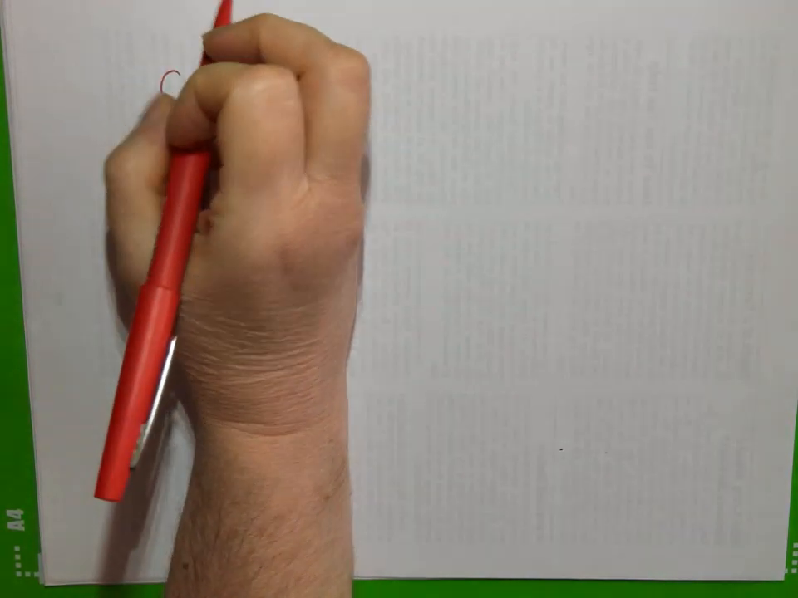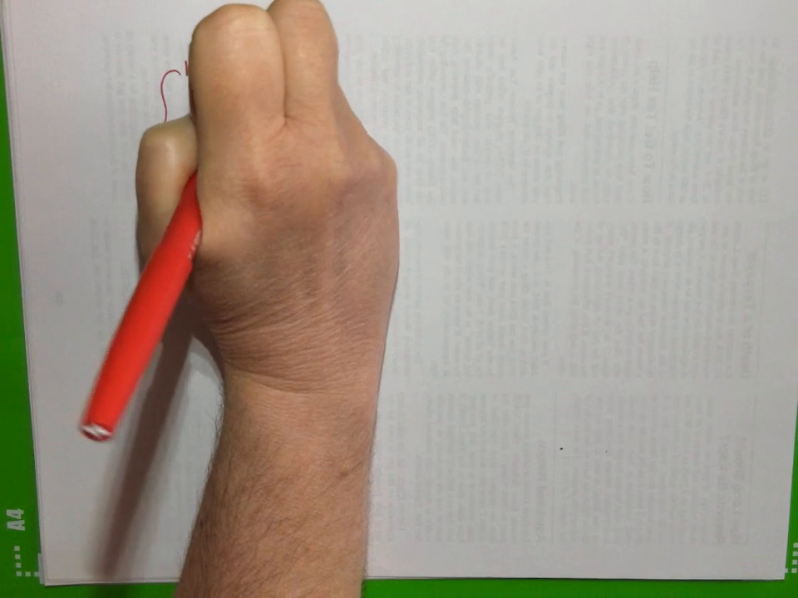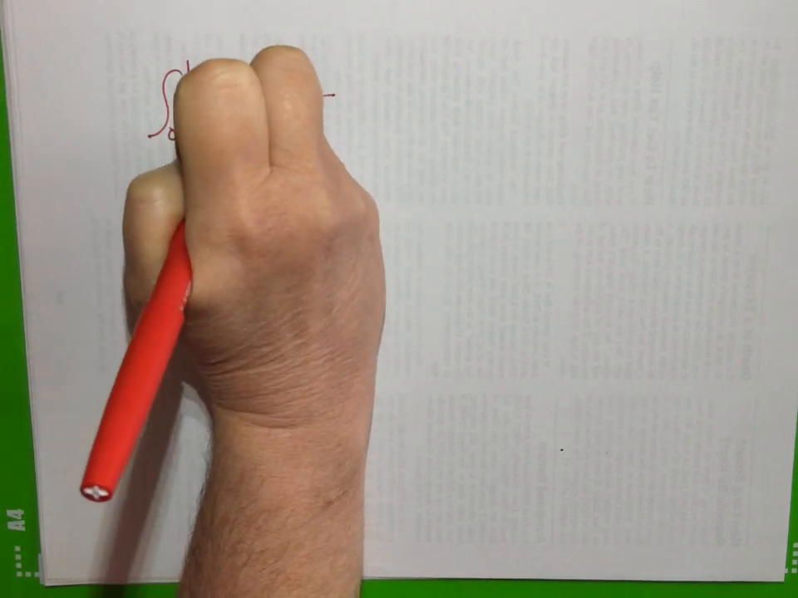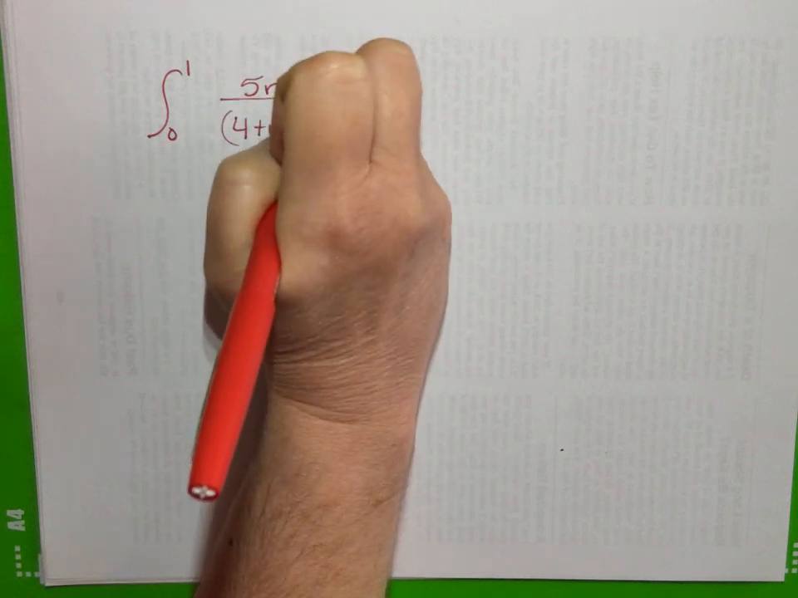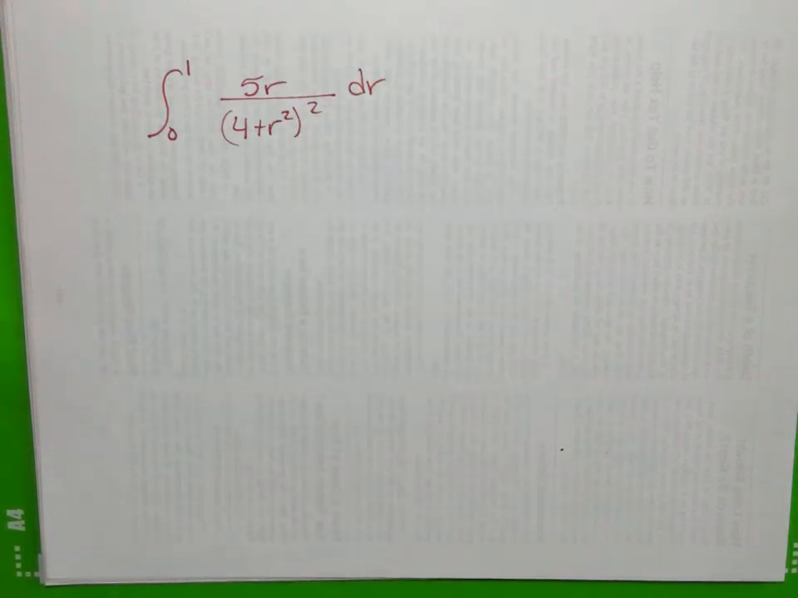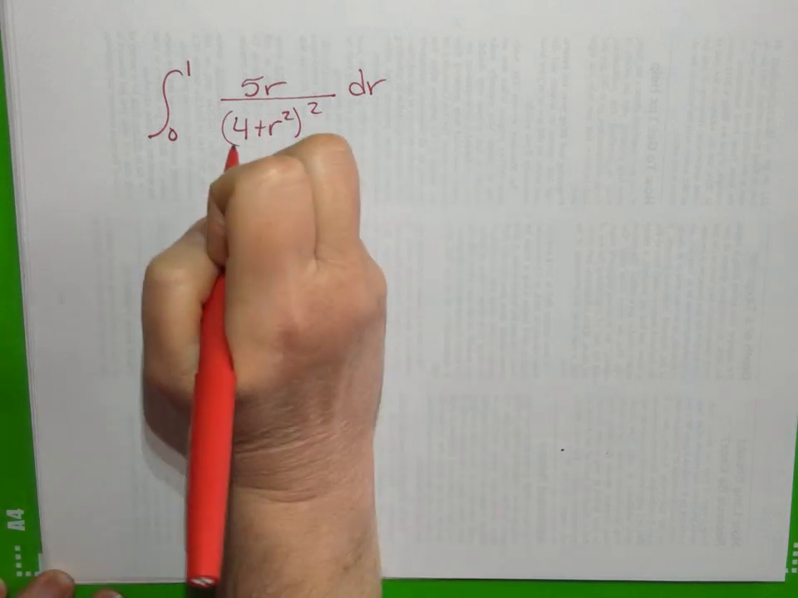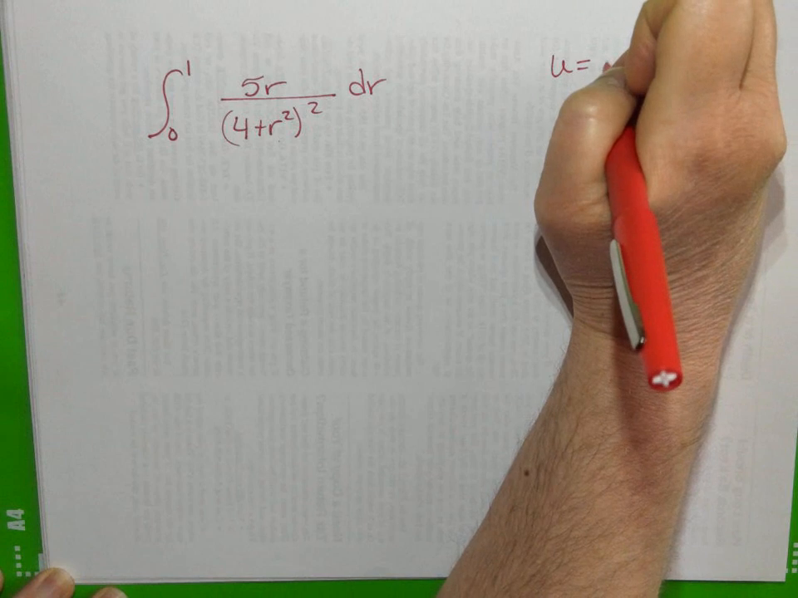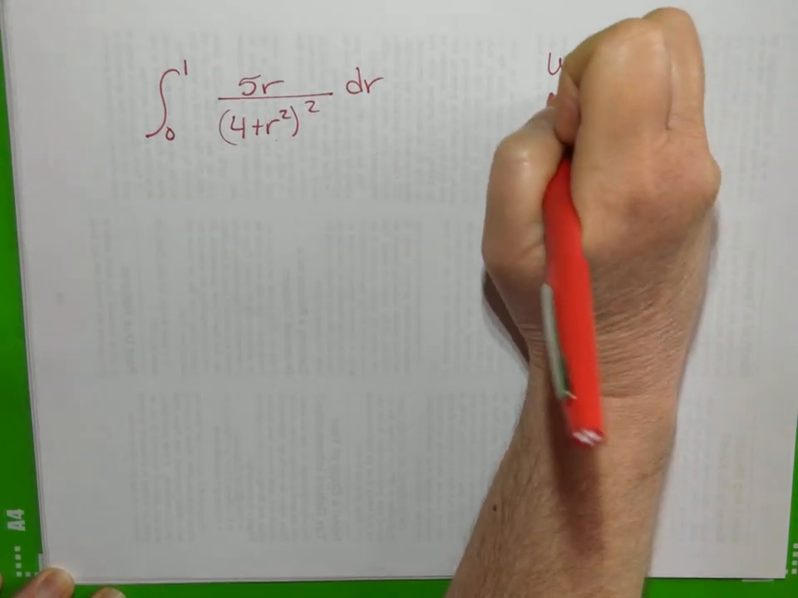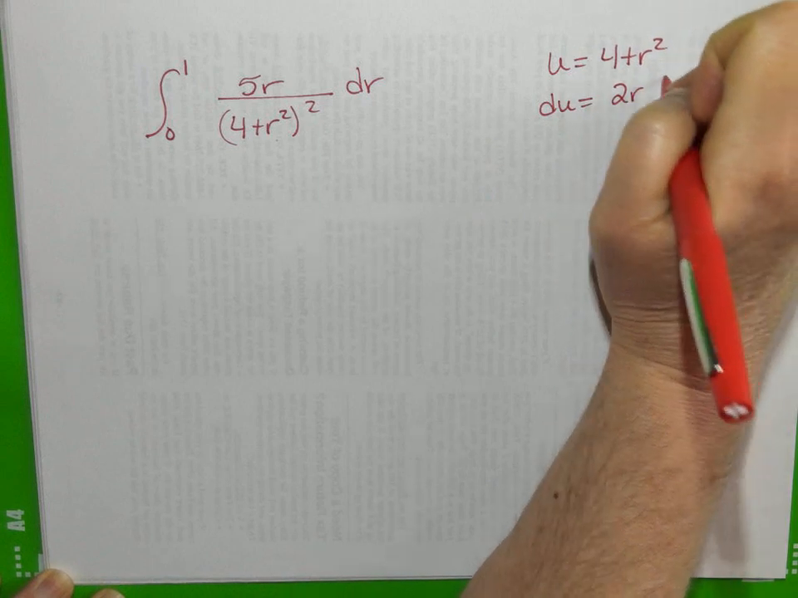Let's try that one. The integral from 0 to 1 of 5r over 4 plus r squared dr. All right, think about that for just a second. Let me give you a chance to write things down. The most inside of things that I have is this, so I'm going to make that my u. So du is going to be 2r dr.